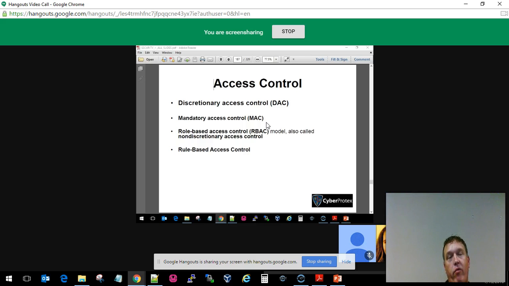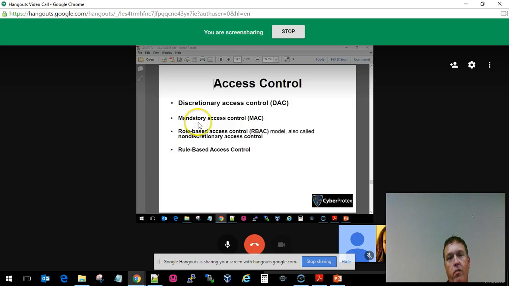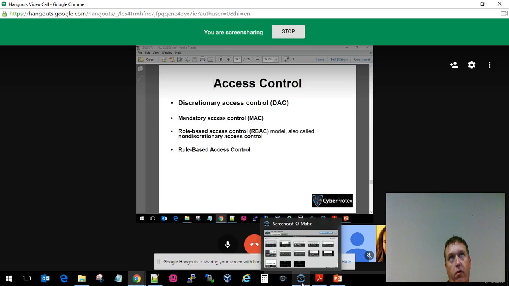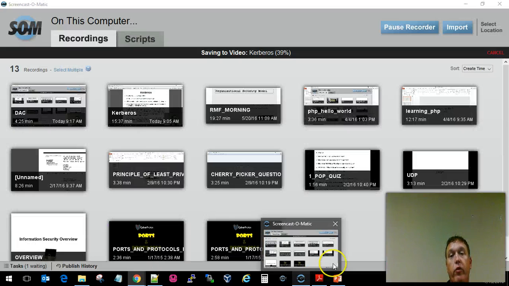So keep that in mind whenever we're talking about mandatory access control, that it's completely inflexible. You have no say. You have to go to the system administrator to get privileges, whereas discretionary access control is flexible and you do have say in that.